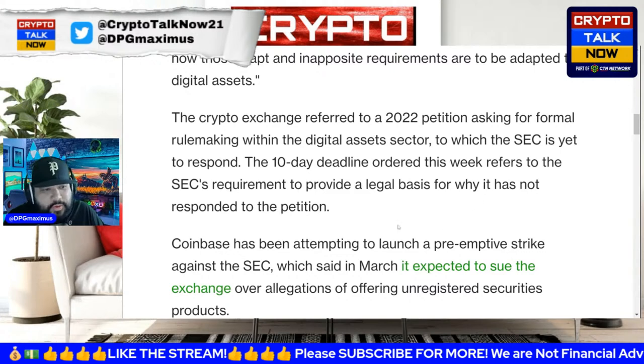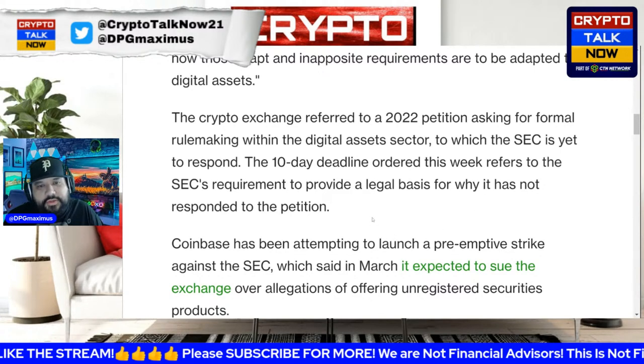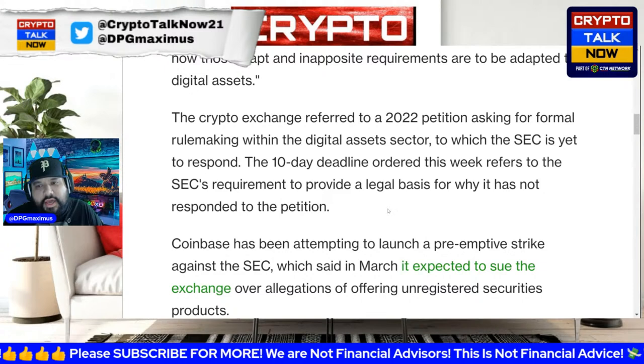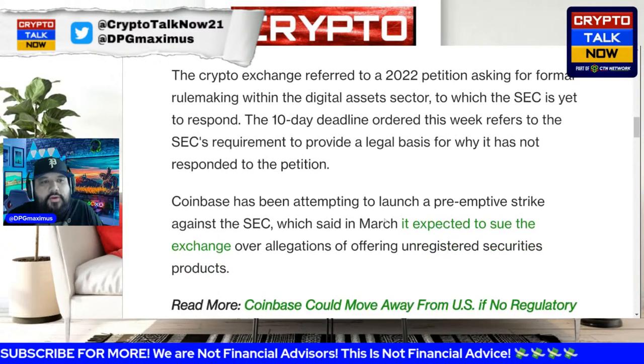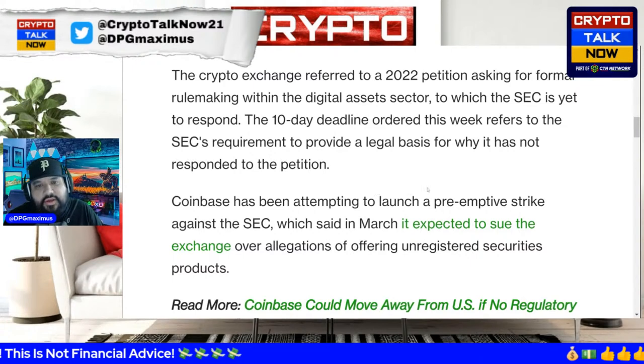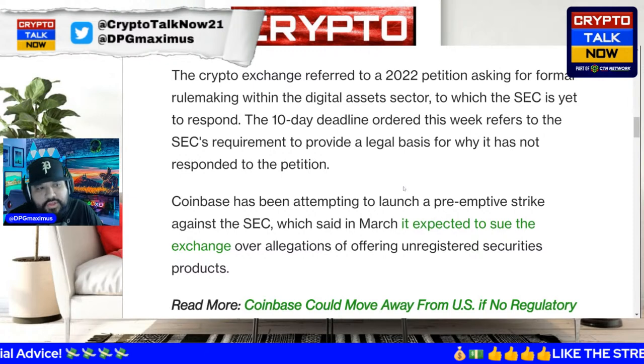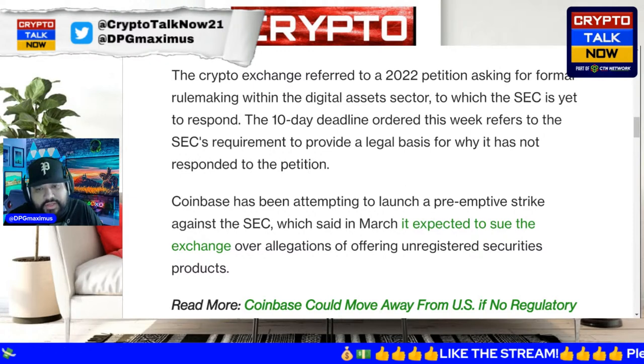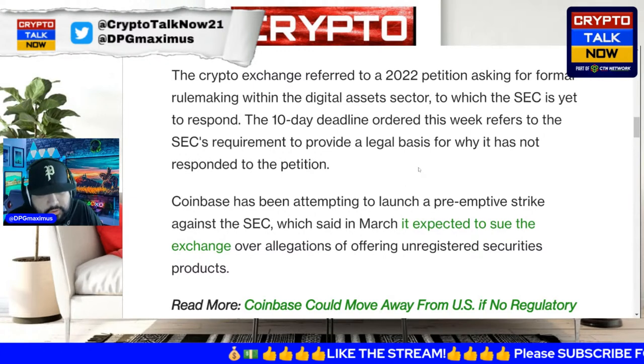But anyway, it says the crypto exchange referred to a 2022 petition asking for formal rulemaking within the digital asset sector, to which the SEC is yet to respond. The 10-day deadline ordered this week refers to the SEC's requirement to provide a legal basis for why it has not responded to the petition.